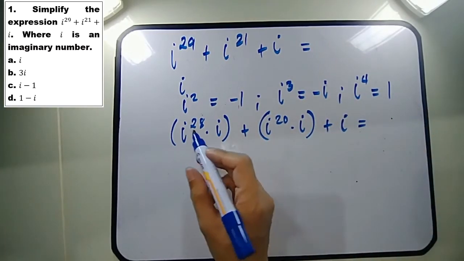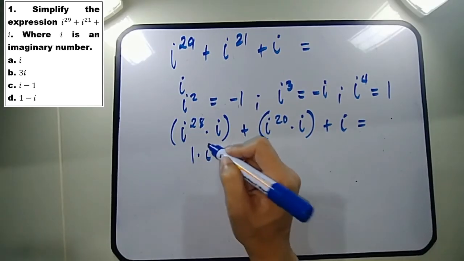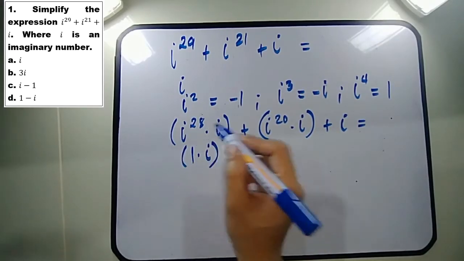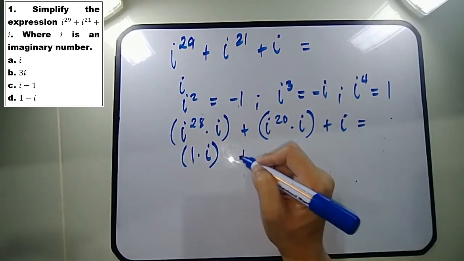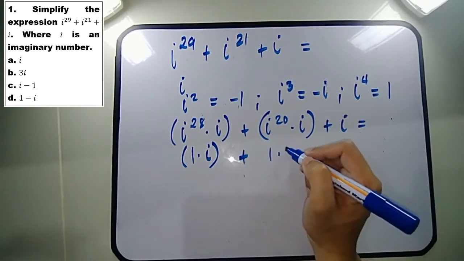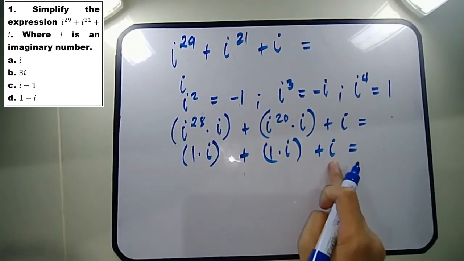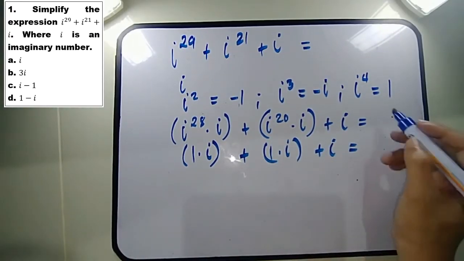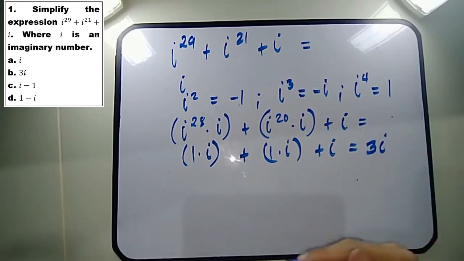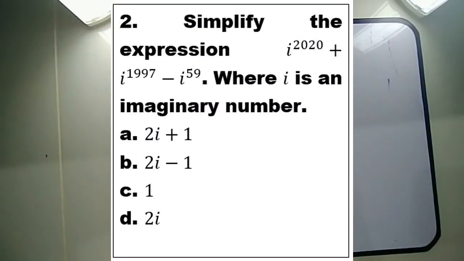So here, guys, this is just 1. So 1 times i, since its exponent is divisible by 4 here. So plus, this is just 1 times i plus i. Therefore, this is i plus i plus i. So using algebra, you have here 3i. So like terms combine.